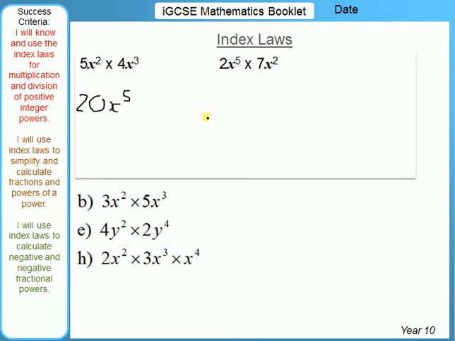Now, in my second example, we do exactly the same thing. So 2 times 7 is 14. X to the power of 5 times x squared is x to the power of 7. And we're done. So, just like in the previous slide, have a go at the questions below. See if you can work out what they are in the same way.